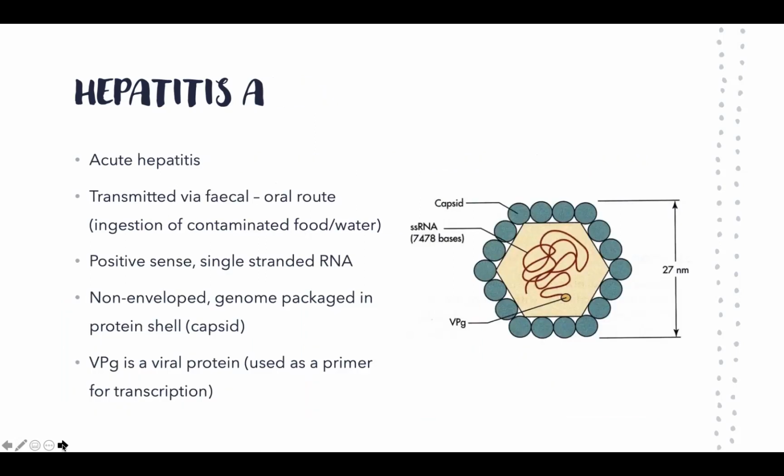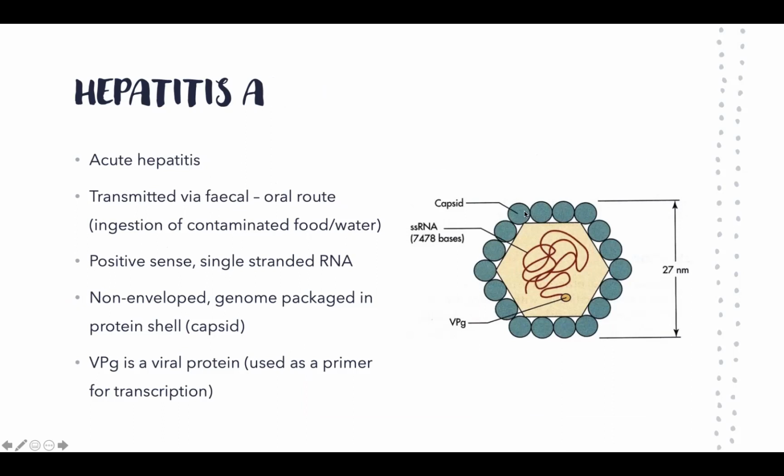So let's talk about hepatitis A to start off with. So these usually result in acute hepatitis, and we don't see them in chronic hepatitis at all. They're transmitted through the fecal-oral route, so usually through the ingestion of contaminated food or water, and it's associated with poor hygiene.